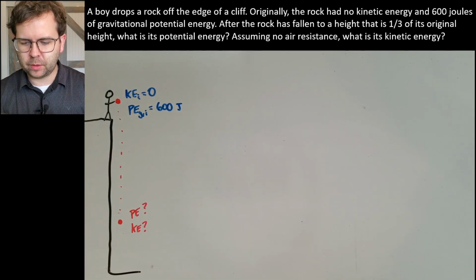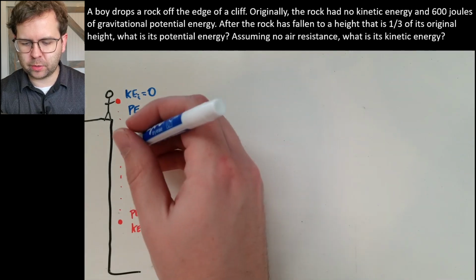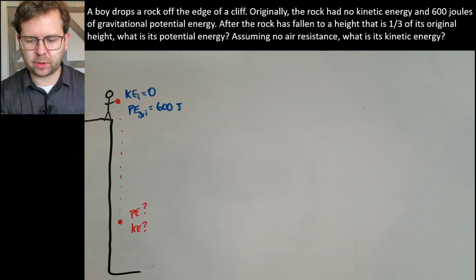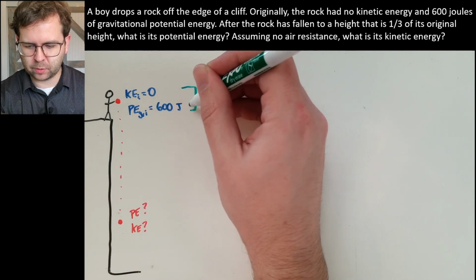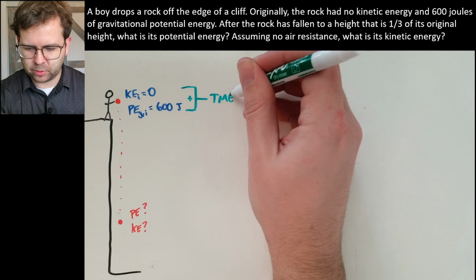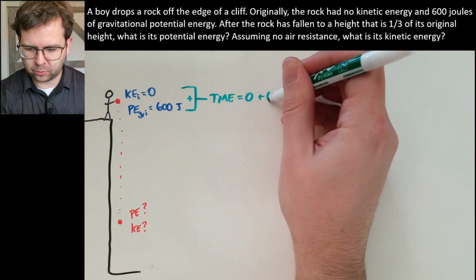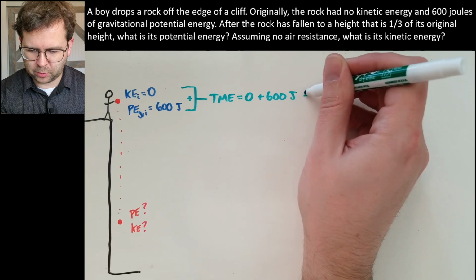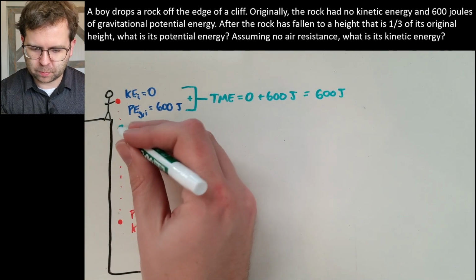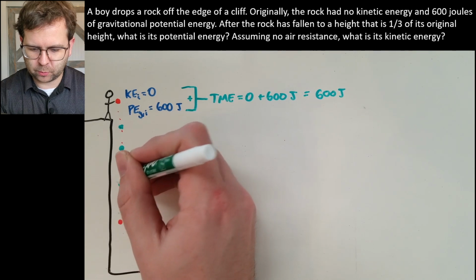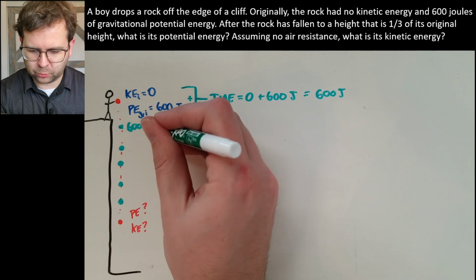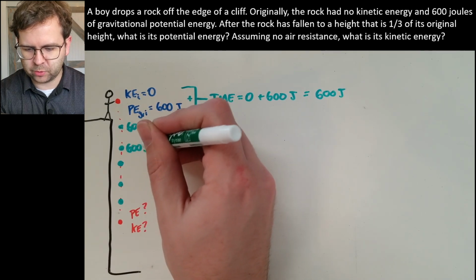Okay, and we know that wherever this rock is throughout its fall, it's going to maintain a constant mechanical energy. So if we added these two together to give us our mechanical energy, the total mechanical energy is 0 plus 600, which would be 600 joules. So at every point in this rock's descent, it could be anywhere, it will always have 600 joules of total mechanical energy.